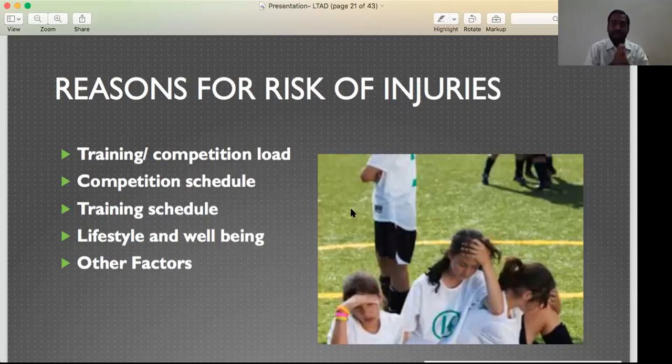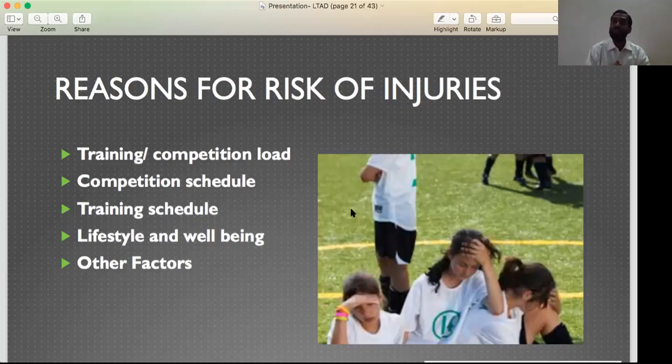So we really have to be very careful as authorities, as people who are involved at various levels, that we are sensitive enough to give sufficient recovery time for the child to recover from one match to another match. Then the training schedule. You can't have morning, evening, 4 hours of training sessions. You have to be absolutely vigilant that these children are also going to school. They also have some other things happening in their life.